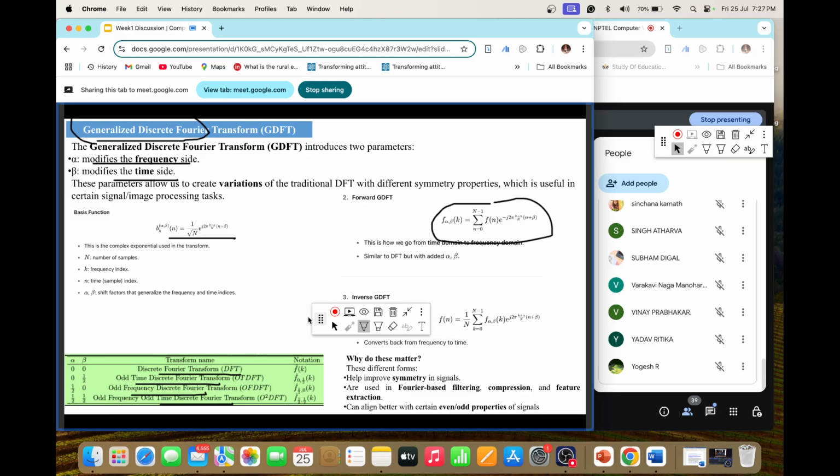Again, not that important, but just remember that there are two parameters in this discrete Fourier transform. One is alpha and another one is beta. Alpha modifies the frequency side, beta modifies the time side. So this much you can remember and your purpose will be served.